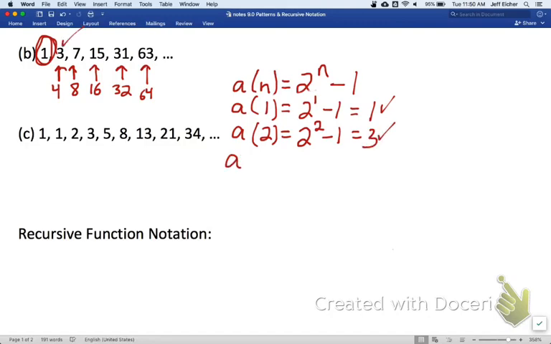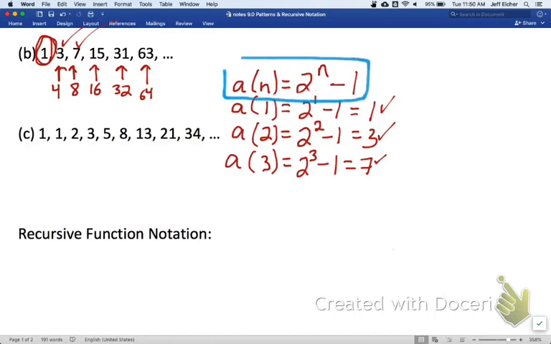Okay, one more term, and then we can be confident that it's going to work for all terms. A of 3. That would be 2 cubed minus 1. That's 8 minus 1 is 7. And 7 is what it should equal. So it looks like our explicit formula is this a of n equals 2 to the n minus 1. And maybe there are other possible explicit formulas too. But an explicit formula is basically you can plug any n in. So if I wanted like a of 10, I could just pretty quickly figure out that it's 2 to the 10 minus 1.